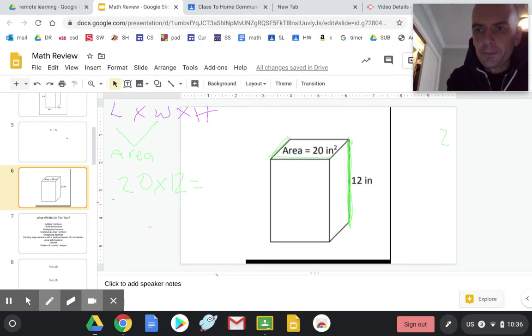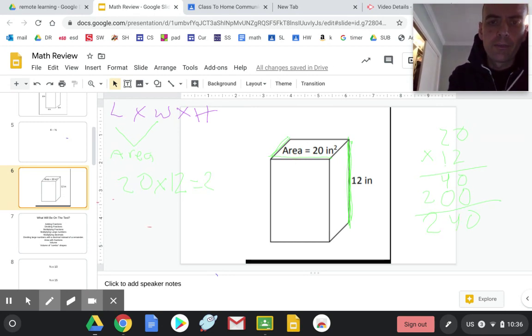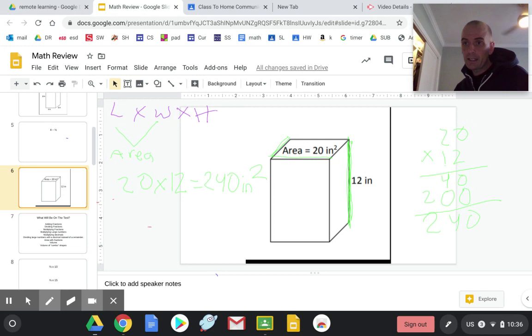Now, if you multiply it here, so 2 times 0 is 0, 2 times 2 is 4. Now we're in the tens digit, so we add a 0. 1 times 0 is 0, 1 times 2 is 2. So it's 240 inches squared. Okay, that's it.